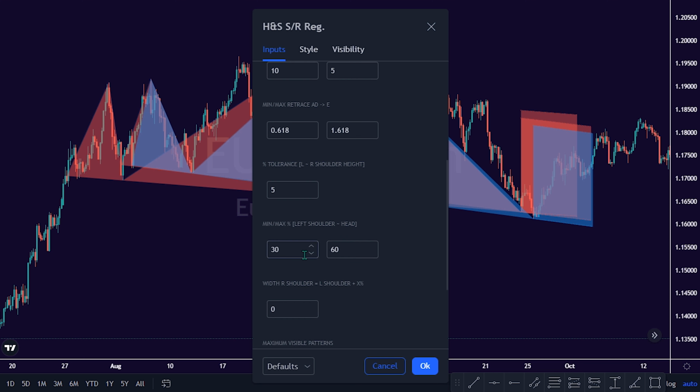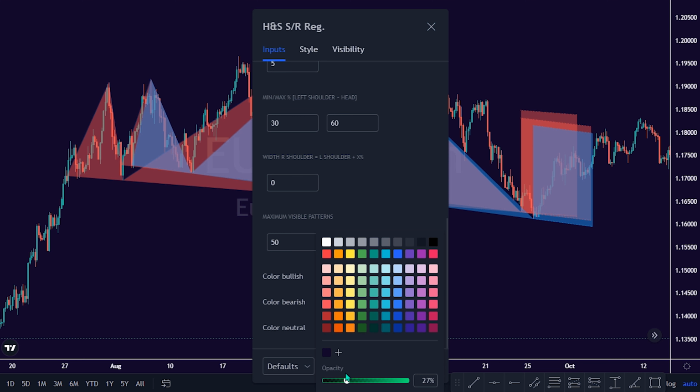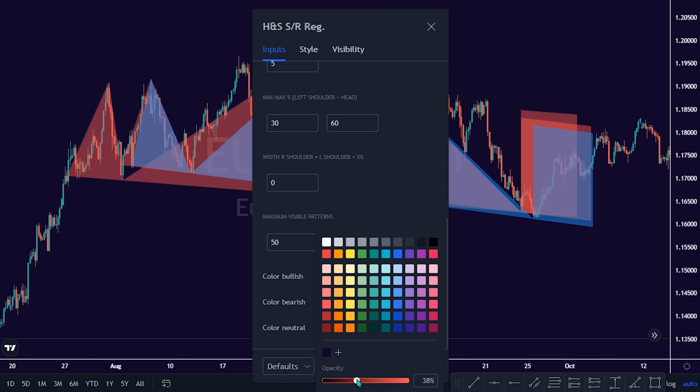For easy recognition of buying and selling trade opportunities, we can increase the opacity of the color of the indicator under the folder here. We can slightly increase the opacity of the bullish color signal here. Let's do the same for the bearish red color and the neutral blue color here.